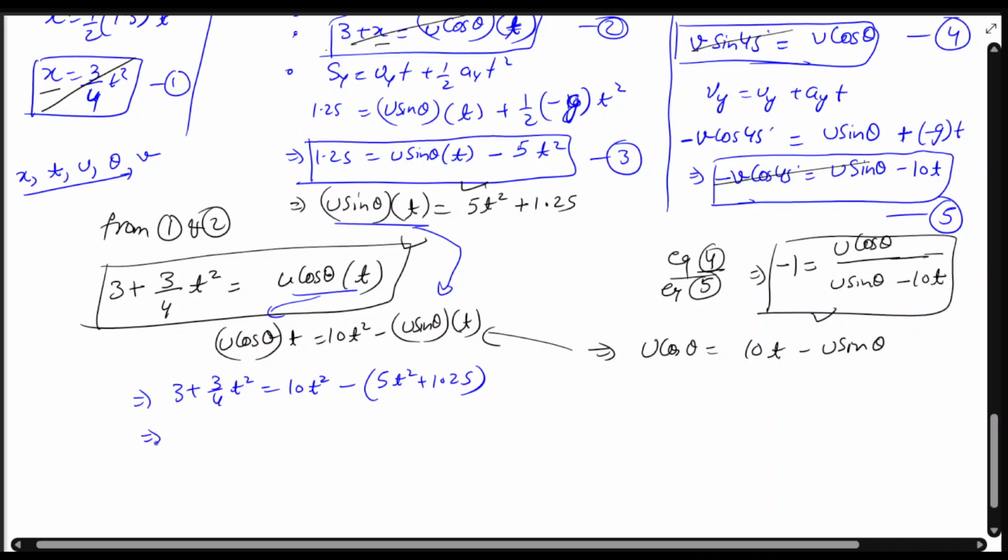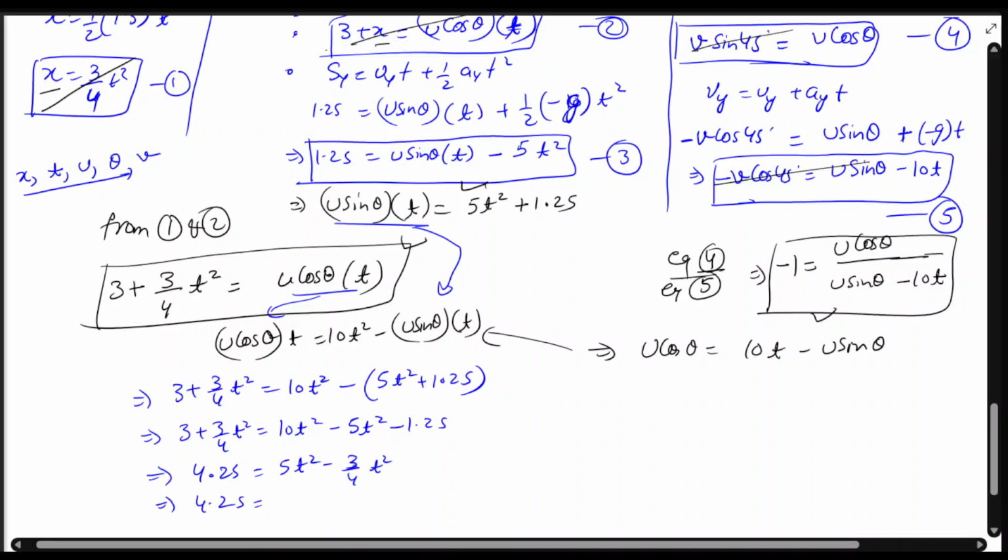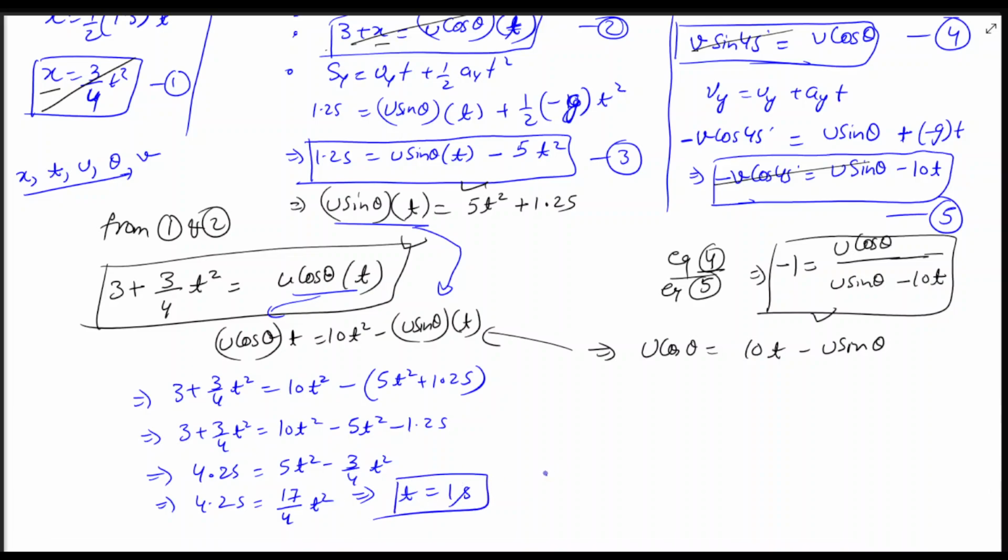Perfect. So 3 by 4 t square will be equal to 10t square minus 5t square minus 1.25. Let's rearrange them. So this will come here. It will be 4.25 and this is 5t square minus 3 by 4 t square. So we will get 4.25 equals 20 minus 3, it will be 17 by 4 t square. So 17 by 4 will be 4.25 itself. Yes, so we will get t as 1 second. Yes, right?